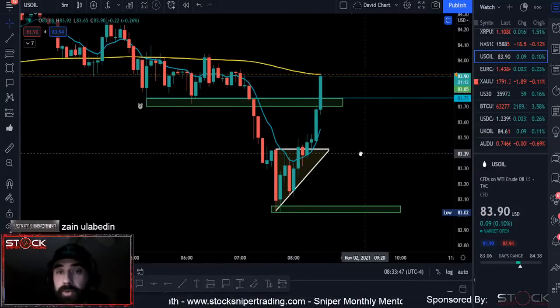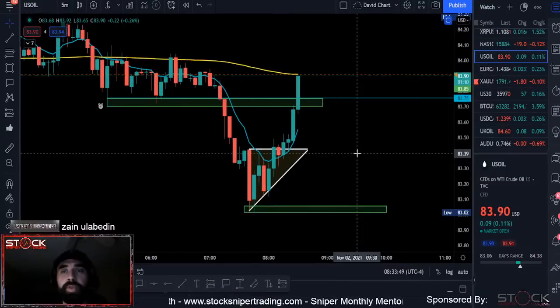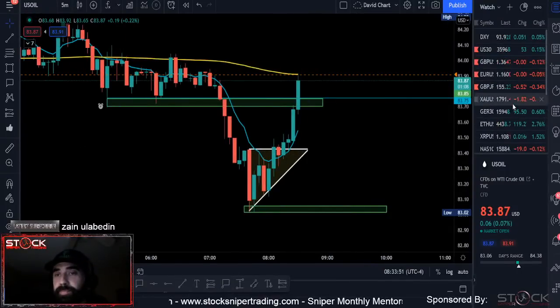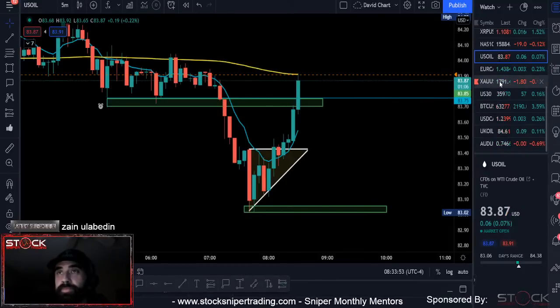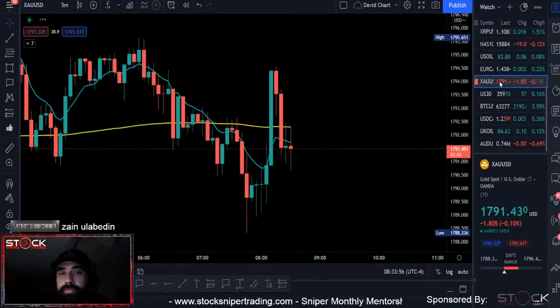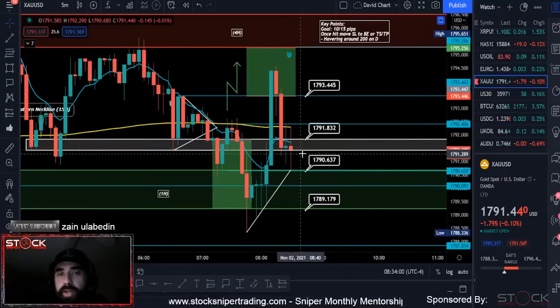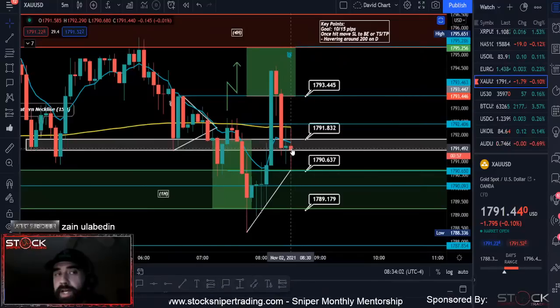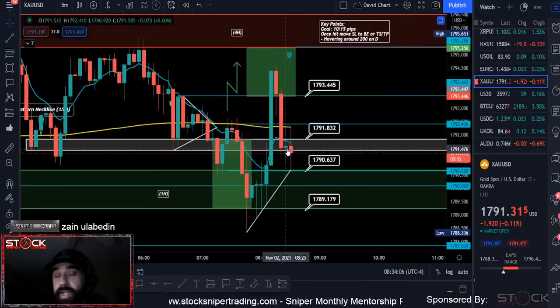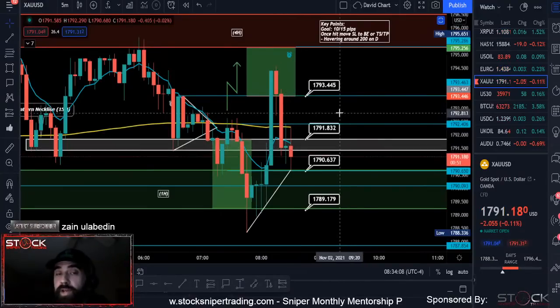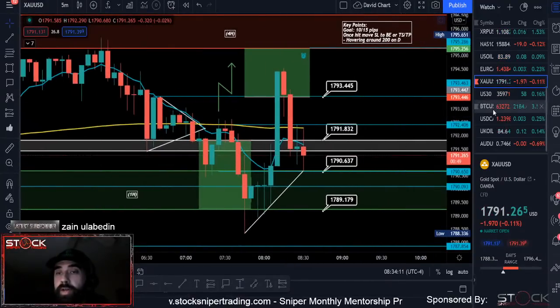Guys, I don't even want to look at gold. Gold just dumped. Okay, gold dumped, but then it pushed back in there, right? This is why it's indecision right now. This is horrible trading. Stay away from it, guys. I've been telling you, stay away. It's up to you whether you want to do it or not.